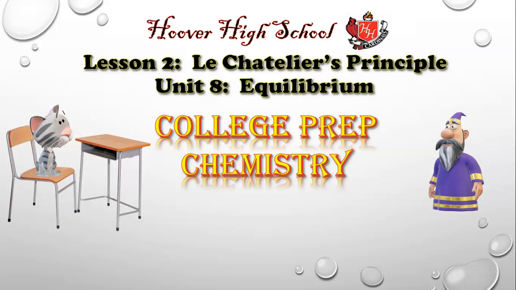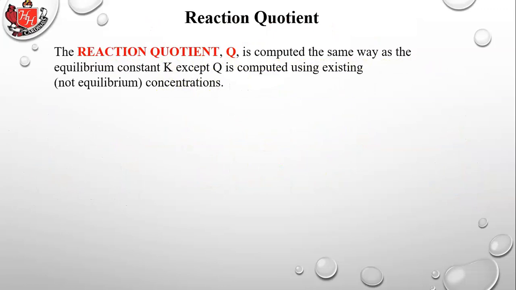Chemistry, we're on to our second and last lesson in Unit 8, Equilibrium. This is on a subject called Le Chatelier's principle and also a couple of other topics as well. So we're going to start off with the concept of reaction quotient, which is designated by the letter Q.